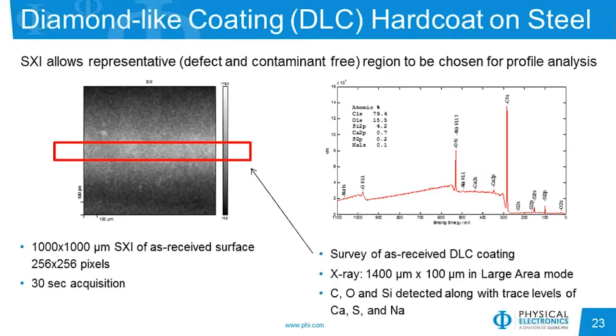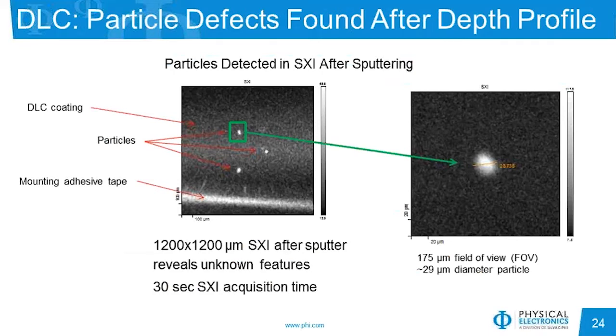This is an example of a diamond-like coating on steel. And we've started with an SXI on the left, and we see that it is fairly uniform. And if we perform a large area analysis across this region, we will see that we have carbon, oxygen, silicon, and some low levels of calcium, sulfur, and sodium. So based on this, we have chosen to do a depth profile.